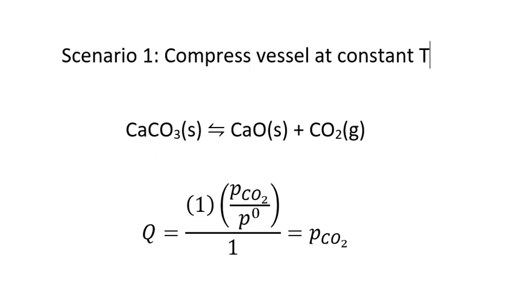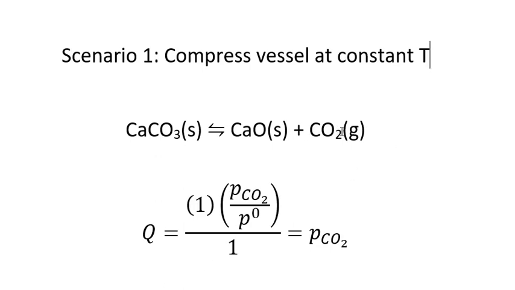For instance, if we cut the volume of the reaction vessel in half, the pressure of carbon dioxide would double, at least initially. That would double the size of Q. But Q at equilibrium has to be equal to K, so that would make Q too big. Whenever Q is bigger than K, we know that the reaction moves in the backwards direction.